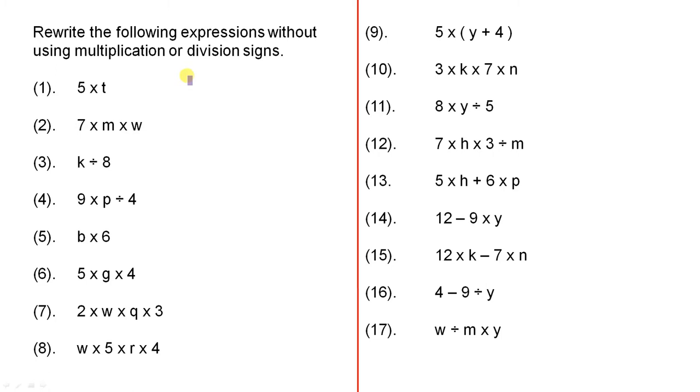So what we're doing here, we're being asked to rewrite the following expressions without using multiplication or division signs. So basically I'm going to highlight the multiplication signs. There they are there. So that's 5 times t. So we have to write this without showing that multiplication sign. Now remember, there is a lesson. So the next slide, click on the link if you're not sure what to do.